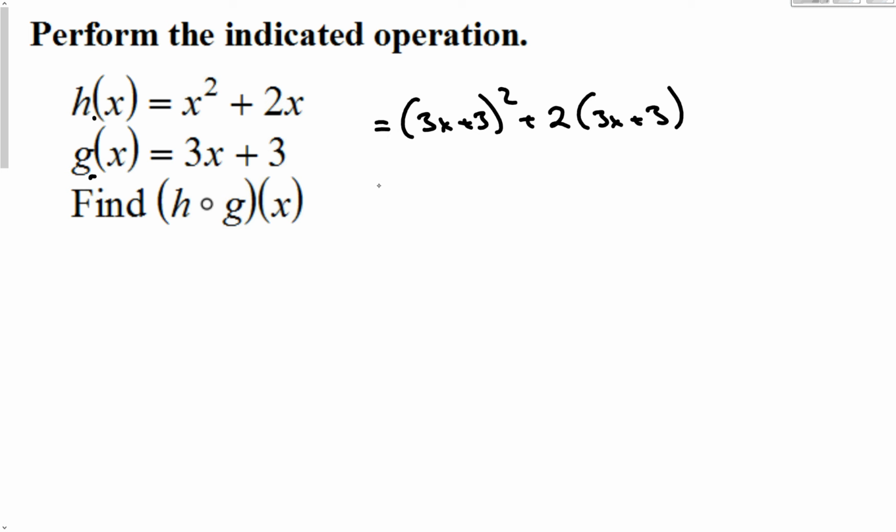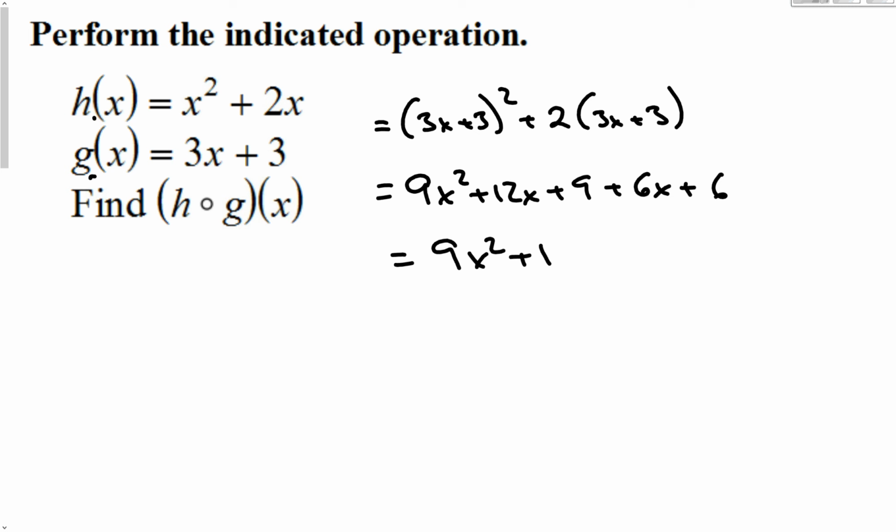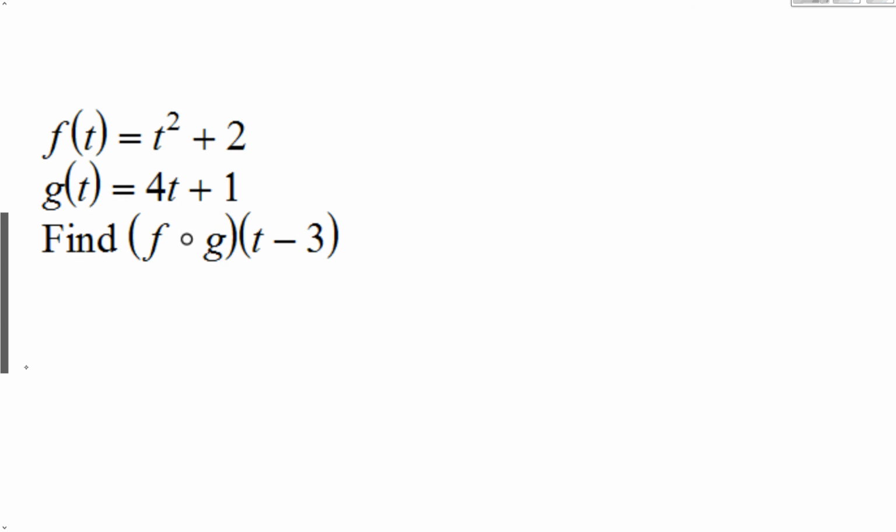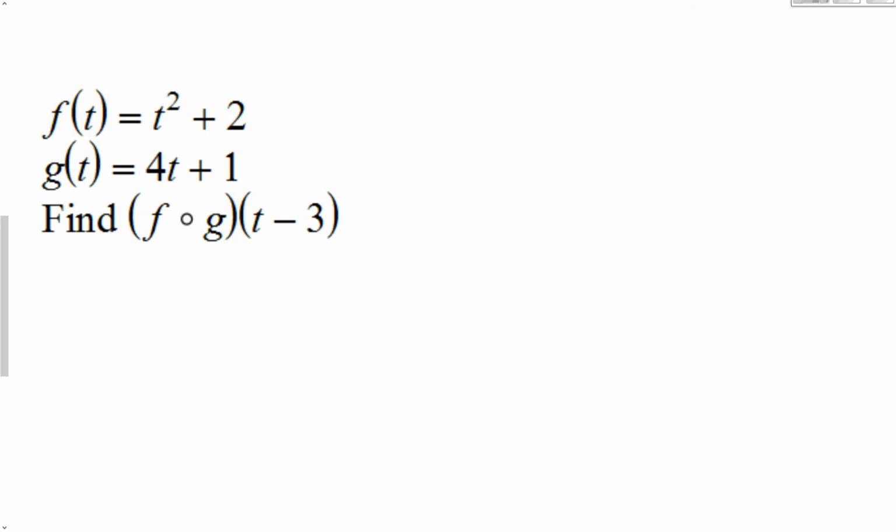Okay. And then, of course, remembering that there's a middle term, 12x plus 9 plus 6x plus 6 to give me 9x squared plus 18x plus 15. Okay, so we can go about plugging all different sorts of things in order to get these composition functions. This one's a little bit harder because now we're plugging a function into a function into another function.